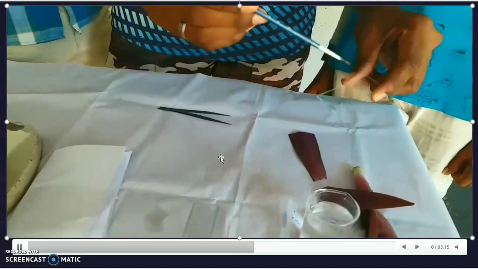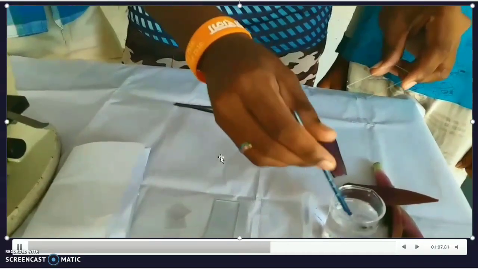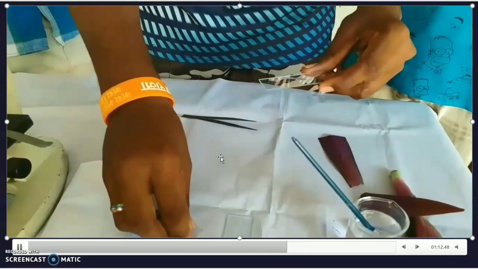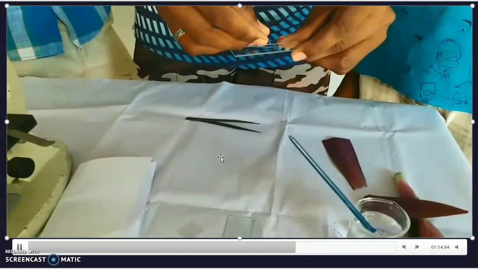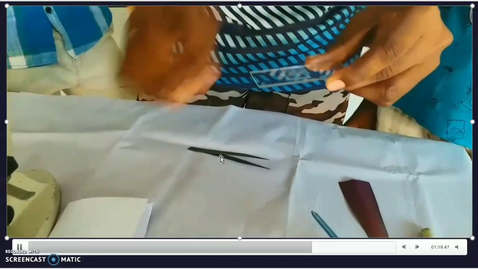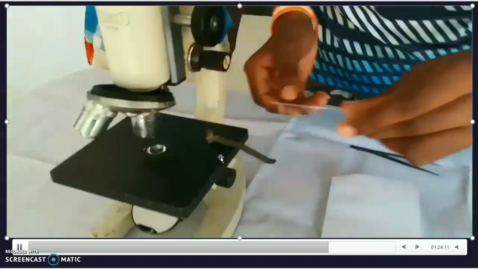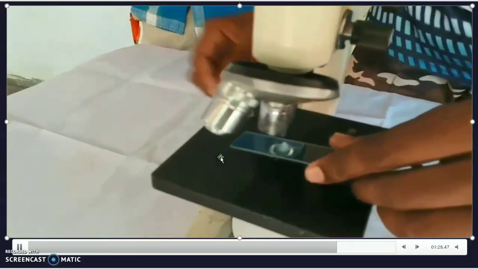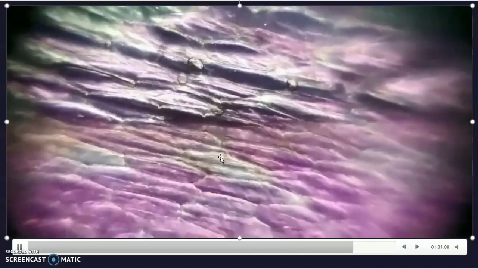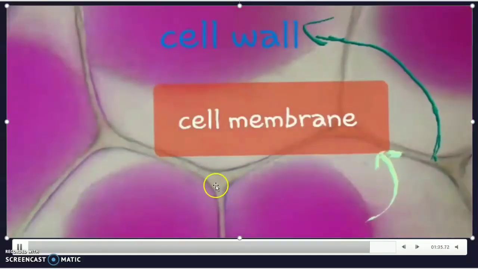Now he is adding the salt water. Keep in mind that the water present in the beaker is salt water. He added the salt water drops and is placing the cover slip on it. Make sure there should be no air bubbles, and observe the cells under the microscope. See, these are the cells of Rio leaves.